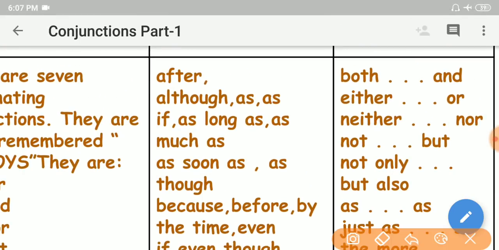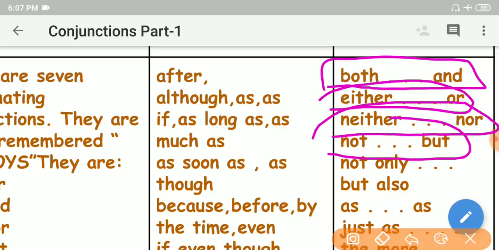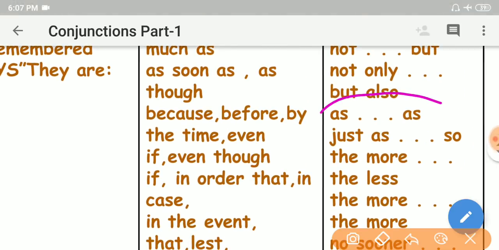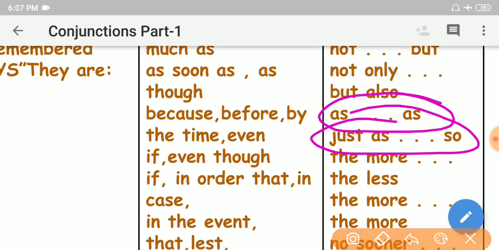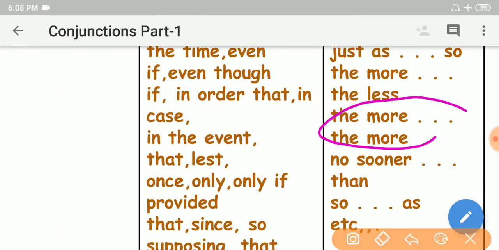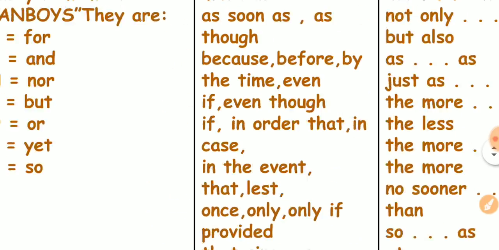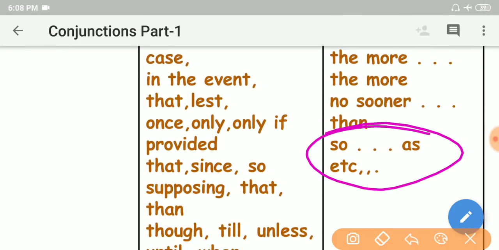The most important correlative conjunctions are both...and, either...or, neither...nor, not only...but also, as...as, just as...so also, the more...the more, the more...the less, no sooner...than, so...as, and so on. These are some other correlative conjunctions we have in English.